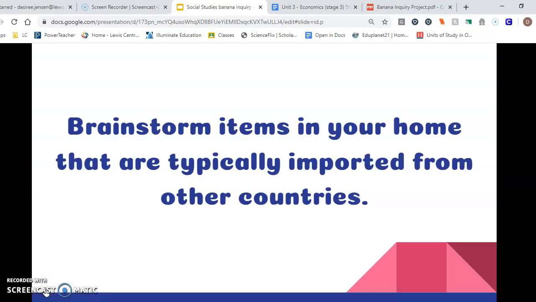I'm going to give you a couple minutes. If you don't have something to write with or something to write on, grab something really quick, and for about 30 seconds, brainstorm items that you can find in your home. It could be food, it could be other products that are typically imported from other countries. So they're things that are brought in from other countries. Go ahead and write down as many items as you can think of. And if you need to pause the video, go ahead and do that.